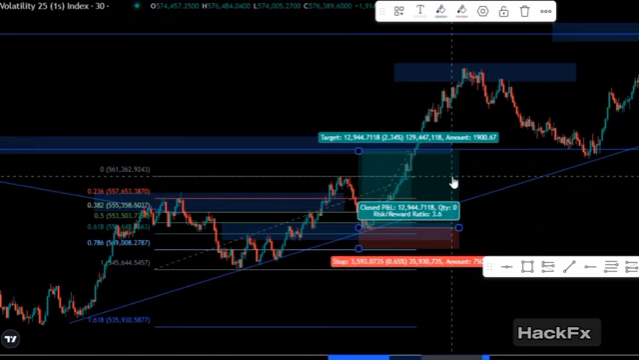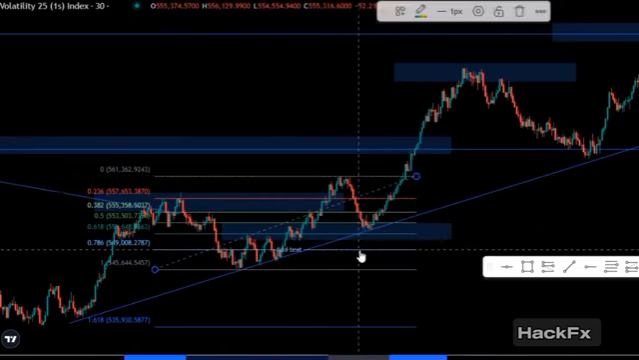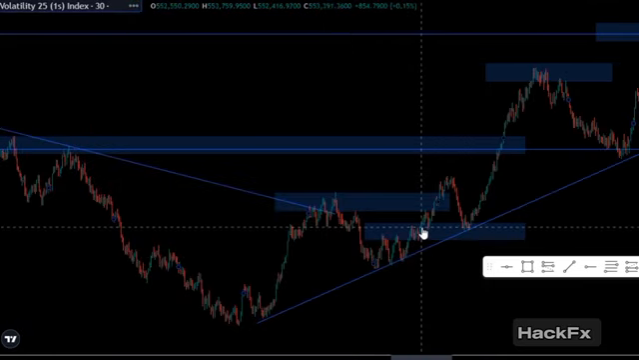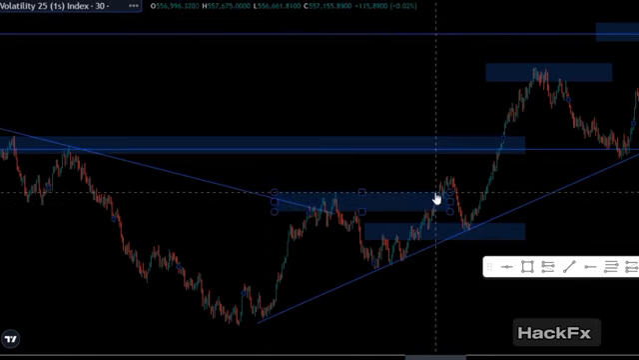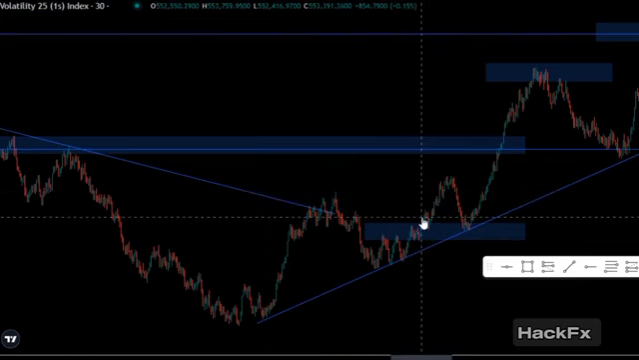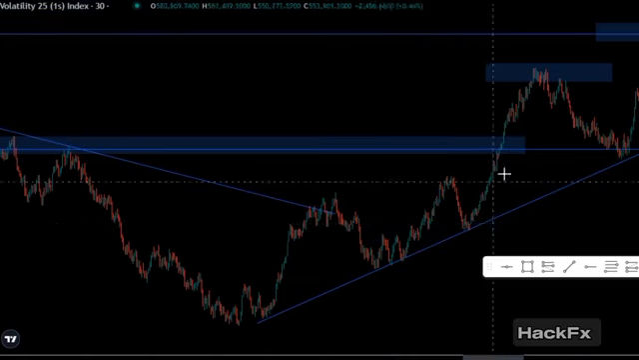Now I'm going to show you another thing. That's what we call swap zones. Swap zones are where support changes to resistance, and resistance changes to support. Now, where did I see this swap zone? This is the swap zone.